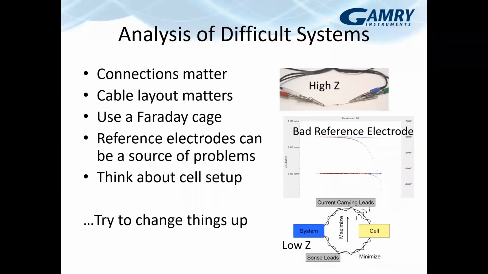So with that, I want to leave you with, when it comes to difficult samples and systems, connections matter. Cable layout matters. Use a Faraday cage if you're on the high impedance side of things, low current side of things. Reference electrode and ground that Faraday cage in the system properly. Reference electrodes can be a source of problems. High impedance on the reference path can affect your EIS even though it's not being measured.